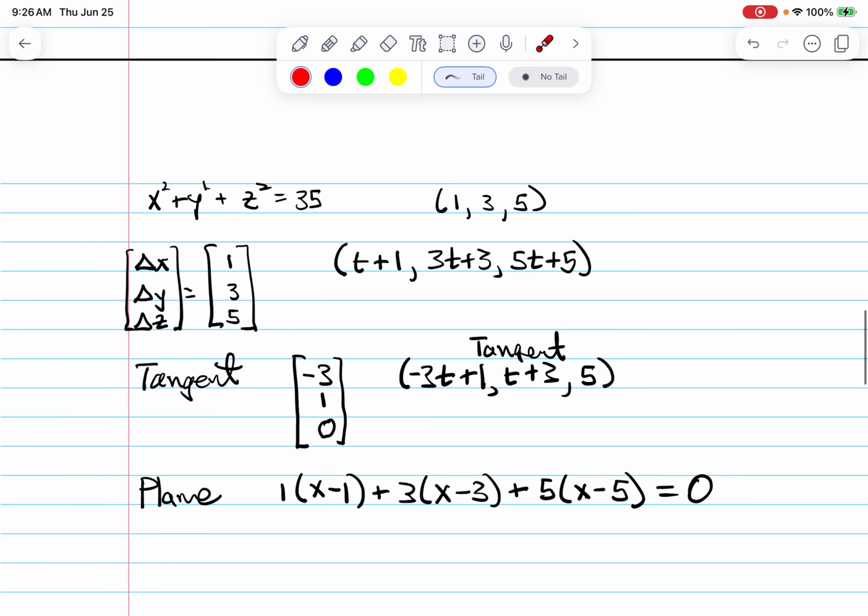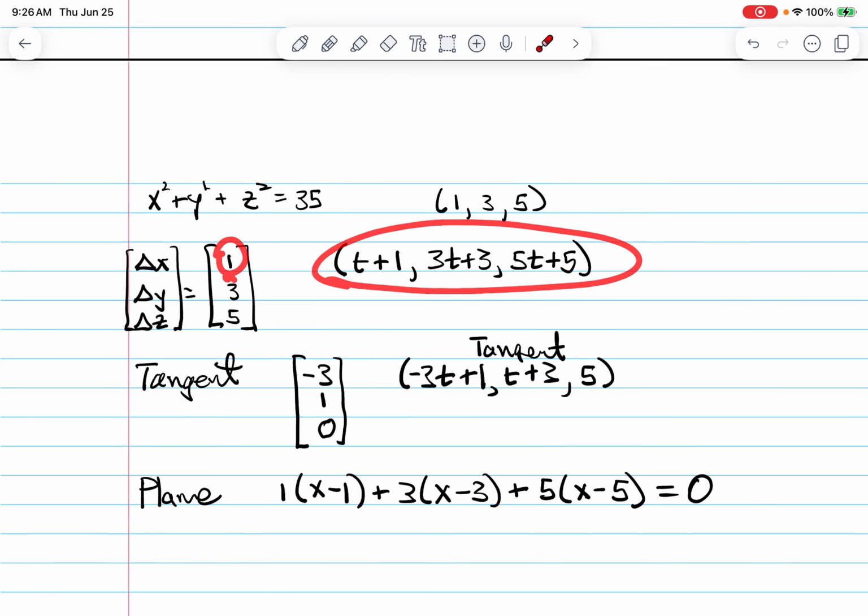So notice, here is my original line. I just get the delta x, delta y, delta z. To get the tangent one, I flip the first two here and put a 0 down here. See? The first thing is the x. The second, the y. And the third, the z. So -3t plus 1, t plus 2, t plus 3, and 0t plus 5.